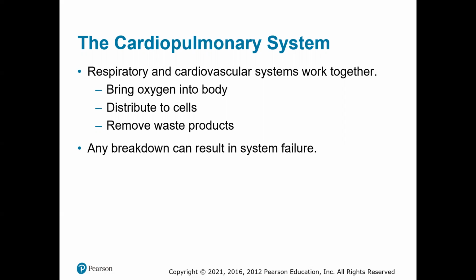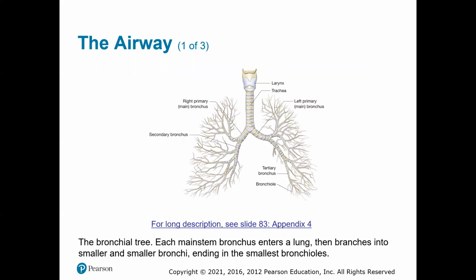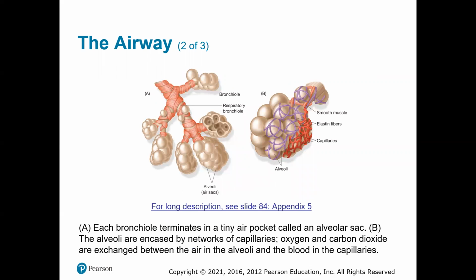Any breakdown in this, any breakdown in the lungs, the airway, the heart, the blood vessels, the blood themselves, can result in system failure. So the airway, the bronchial tree, stems down and then splits to the right and the left bronchus. And then it stretches down even further into the bronchioles. Below that are the alveoli. These are little balloons, essentially. They stretch, they fill with oxygen.